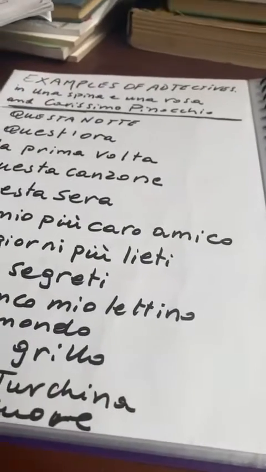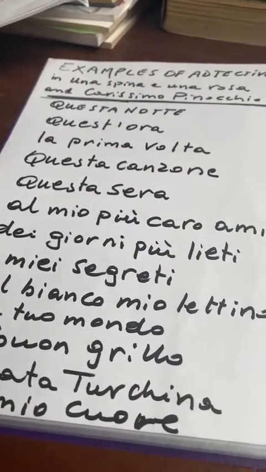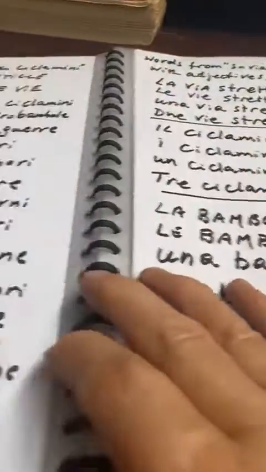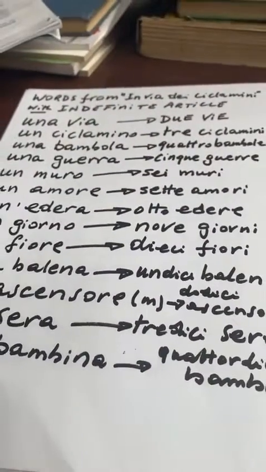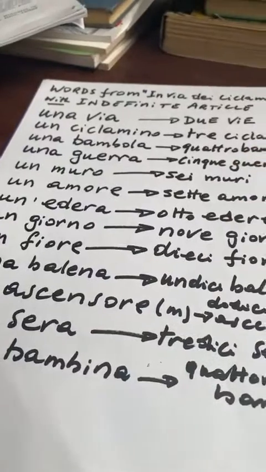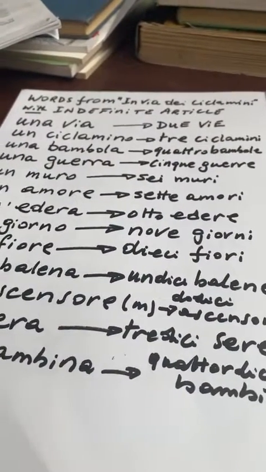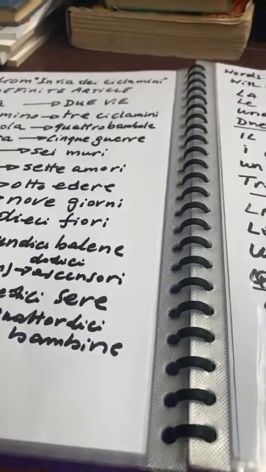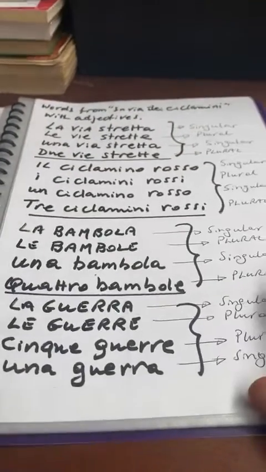These are the examples of adjectives that we went through. More words from In Via dei Ciclamini, if you remember, and we used the numbers here, 1 to 20. I was going to do 21 onwards today, but I don't think I'll have enough time for that. We'll do it next week.